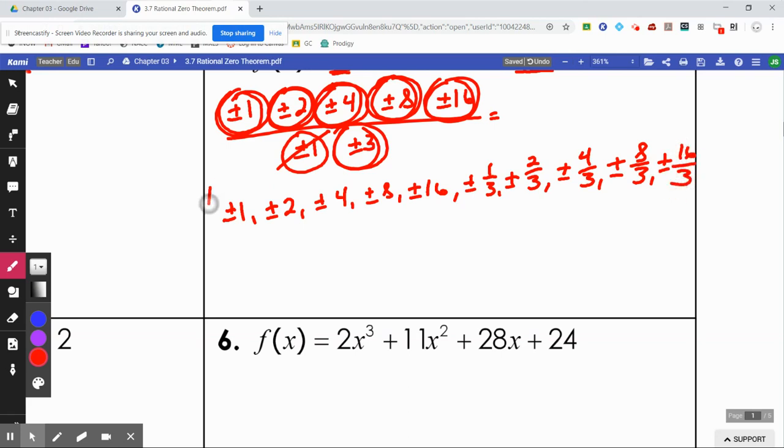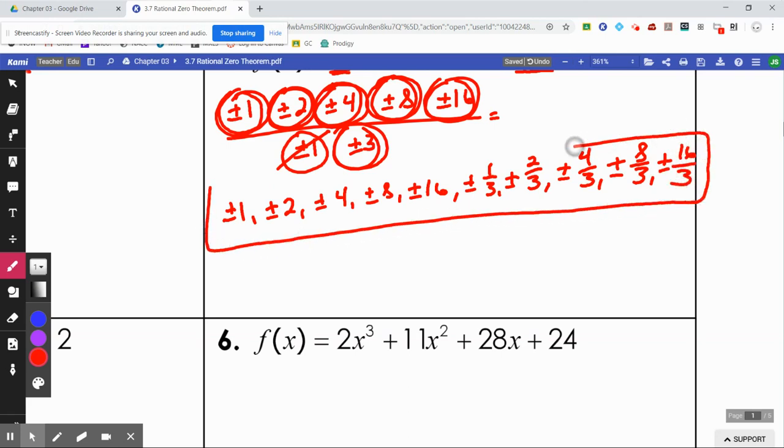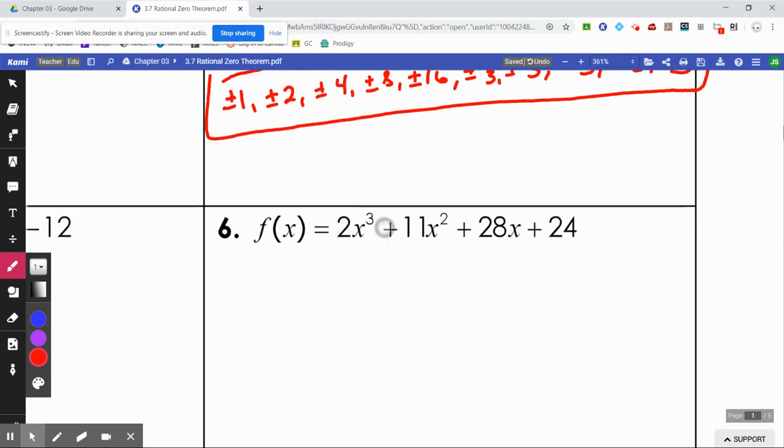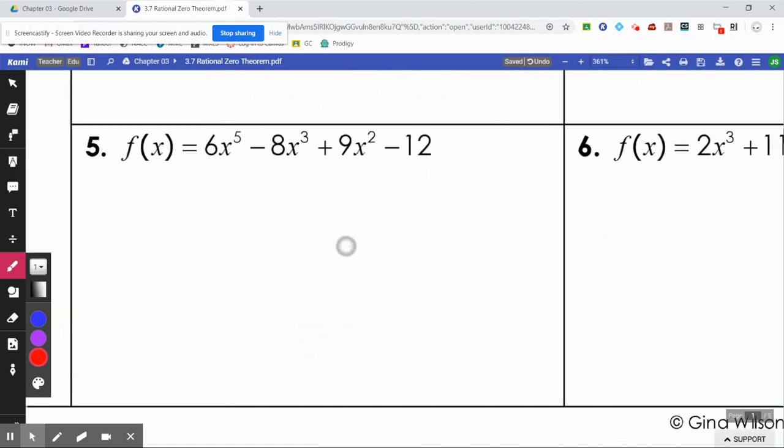Now, this one has several. And I'll go ahead and tell you before we start working these problems, this is not a problem that you want to work. This thing has 10 different possible combinations, but you have plus and minuses for each. So actually 20 possible rational roots there.